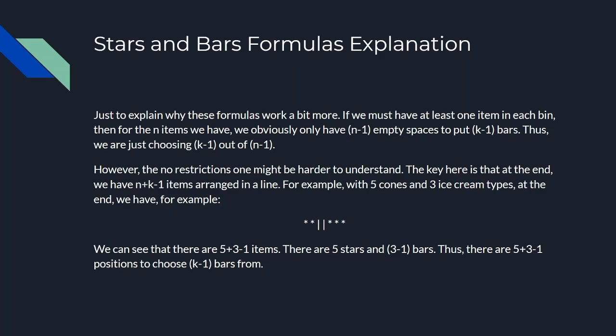And the no restrictions one might be a little bit harder to understand, but basically at the end, you have n plus k minus 1 items arranged in a line, right? Because k minus 1 is the number of bars, and at the end, not only will you have n stars, but you'll also have k minus 1 bars. So at the end, we're going to have n plus k minus 1 items. So that's the amount of empty spaces you're going to have to put your bars, right? And there's k minus 1 bars. So you take n plus k minus 1 spaces and you insert k minus 1 bars.